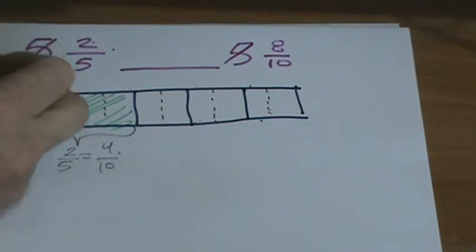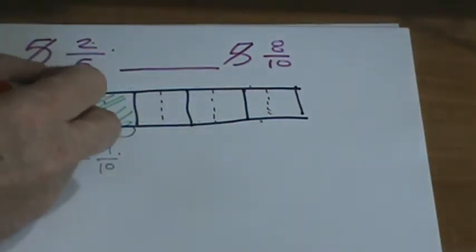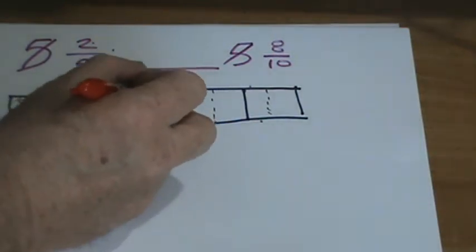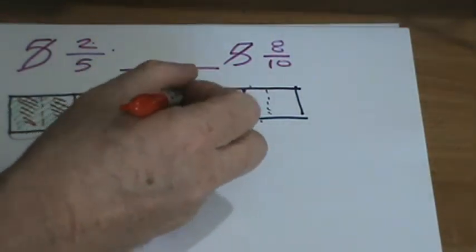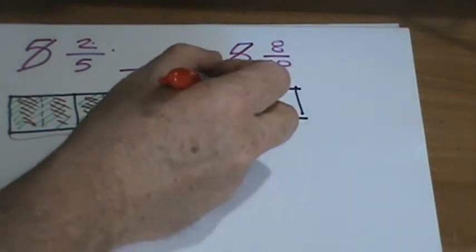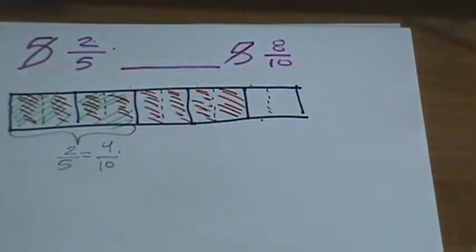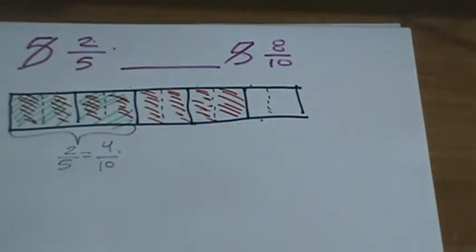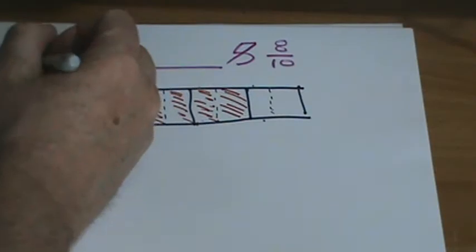We're going to color in 8 of these. I think you already know. There's 1, 2, 3, 4, 5, 6, 7, and 8. I did kind of a sloppy job, and I just wanted to hurry and get that done. So we completely see that 8 tenths is indeed more than 2 fifths, right?